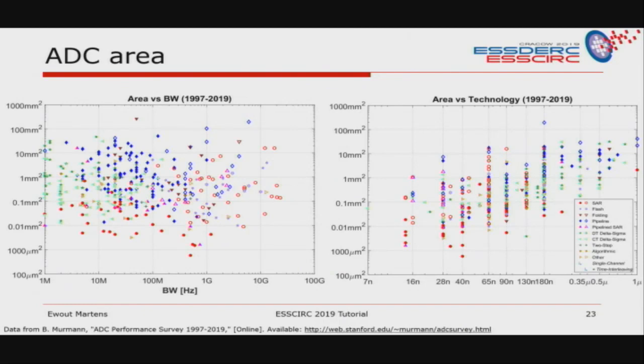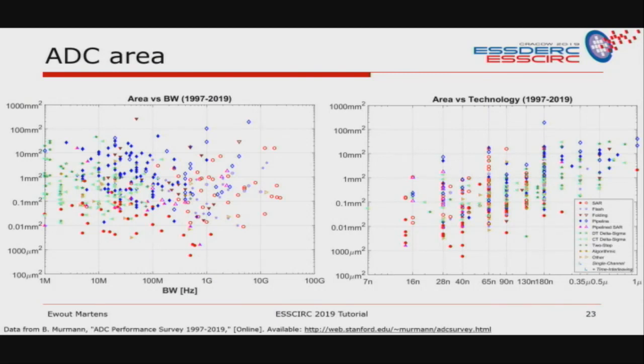Another thing is the area. If you look at the area versus the bandwidth, you see it's pretty cloudy. So there's not a real trend in it. It's not that there's a real dependency on the bandwidth, because usually at lower bandwidths you want more bits, so you need more capacitance for the kT over C noise.